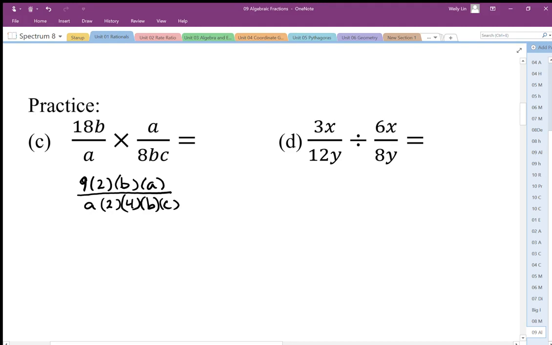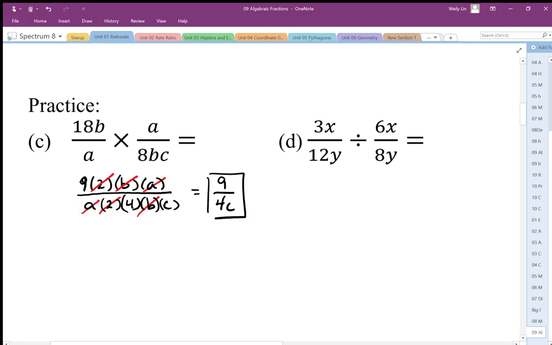So I'm going to look for all the common factors. So times by a, divide by a. Times by 2, divide by 2. Times by b, divide by b. As long as they're the same, and it's all connected with times and divide and not plus and minus, we can just simplify in this way. So now what's left is just 9 on top. I have 4 times c on bottom. So there's my answer.